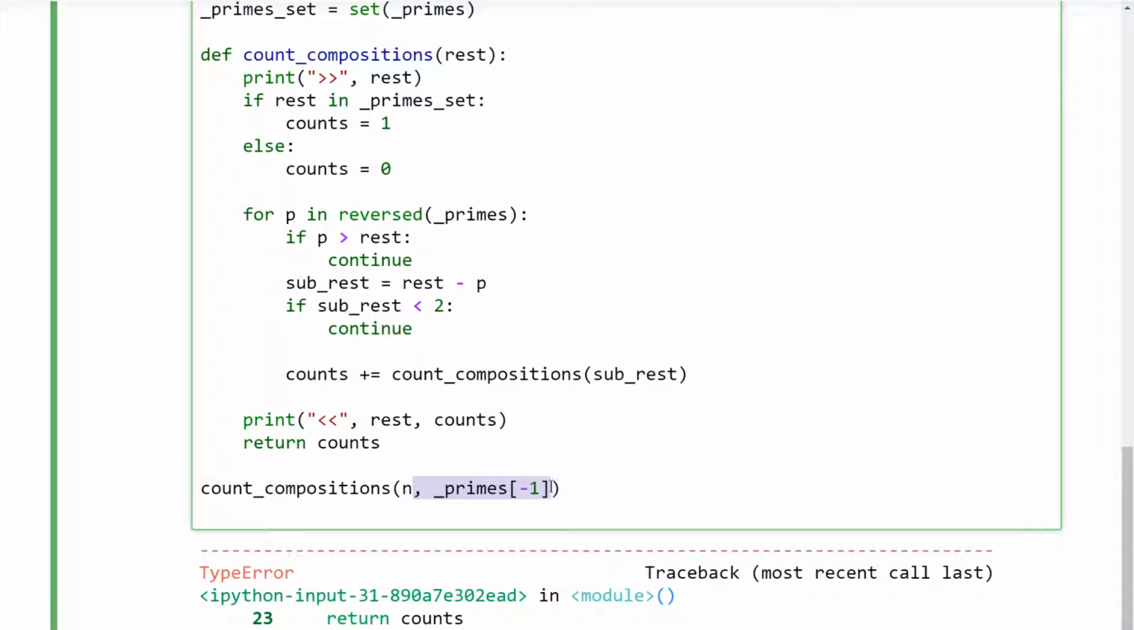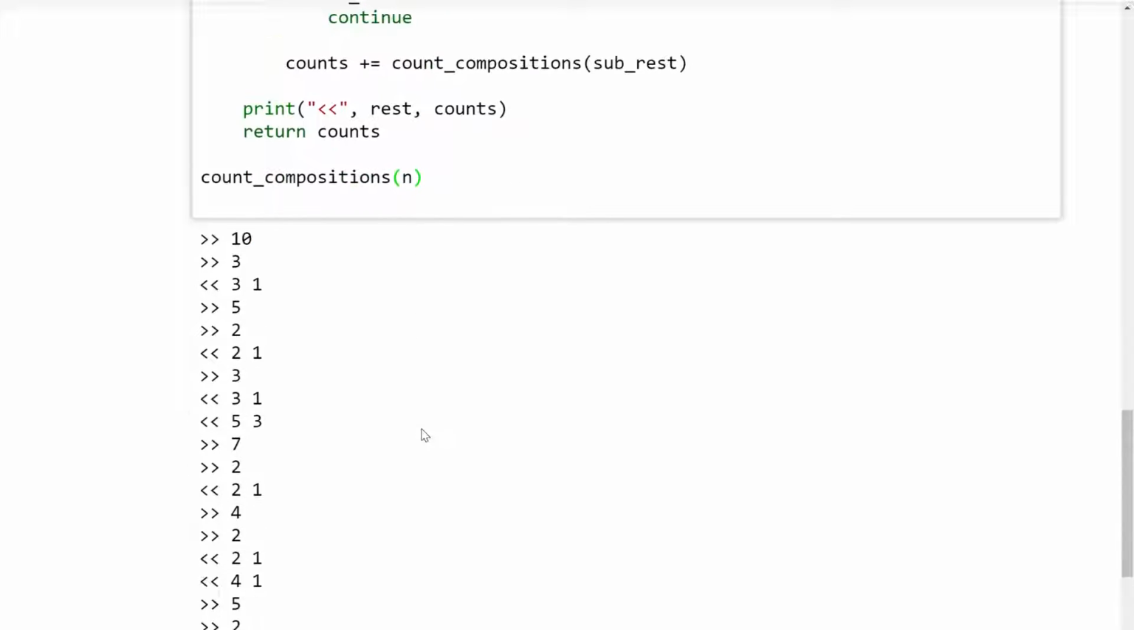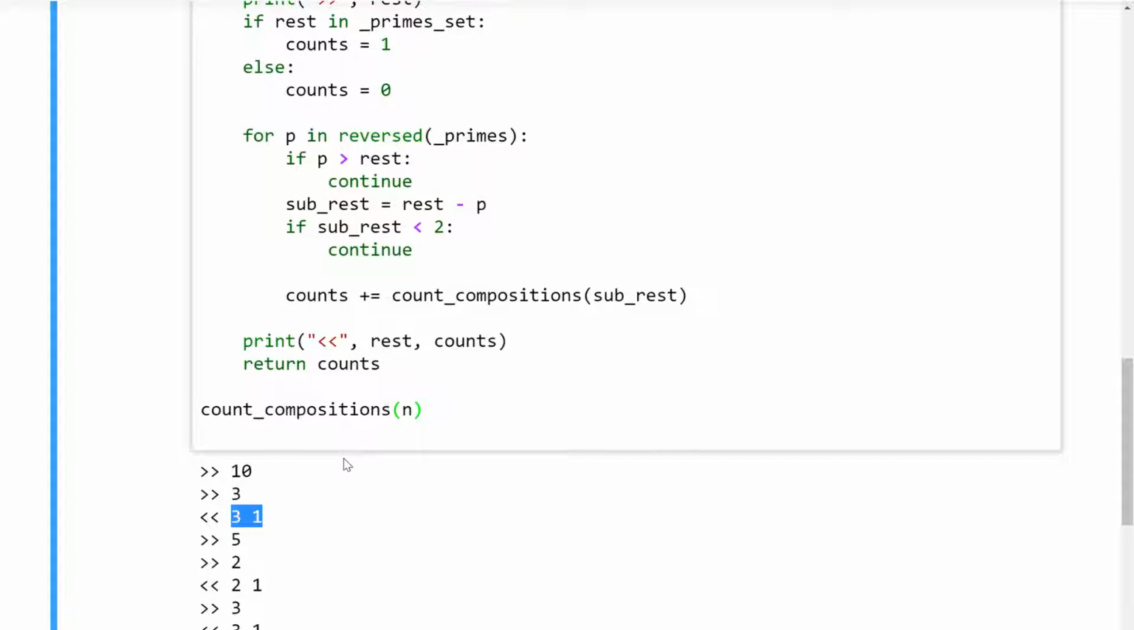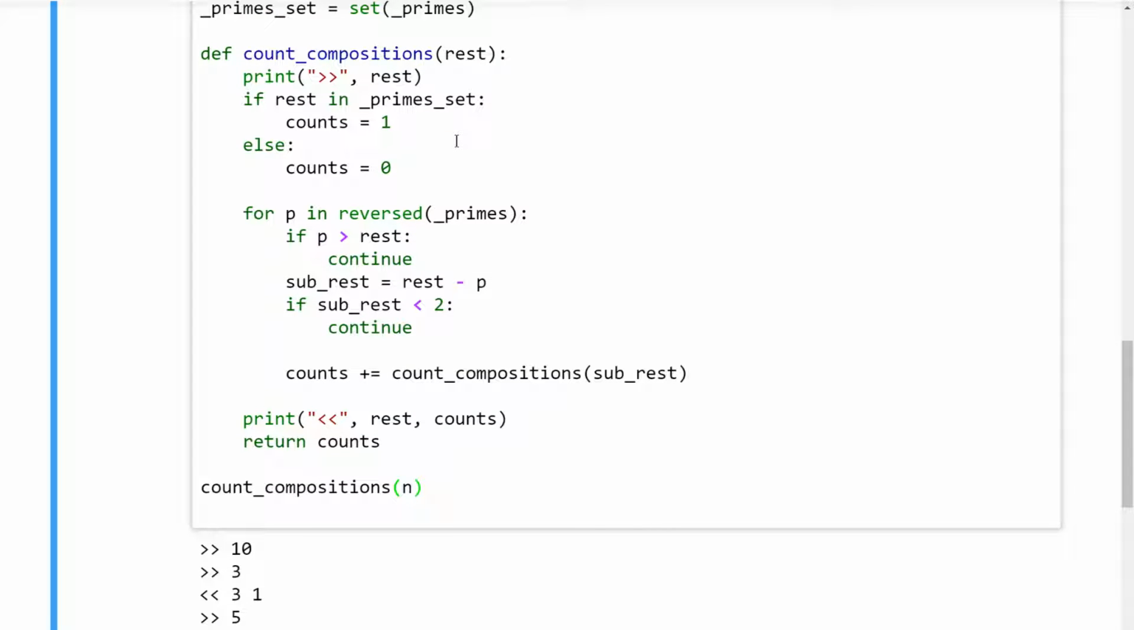Right. Or not. So I'm returning with 1 for 10. Which is fine. I'm returning with 1 for 5, which is not fine. So let's see. We're counting once for 5.